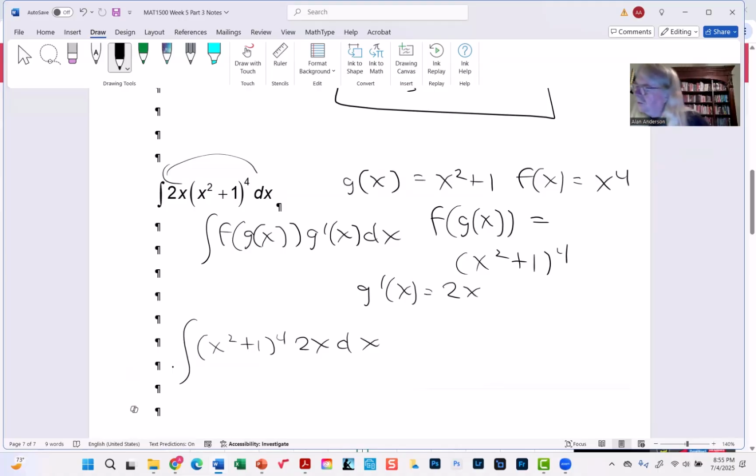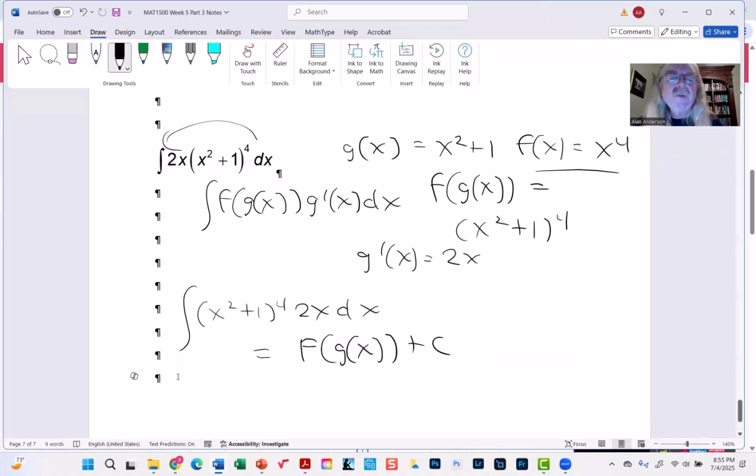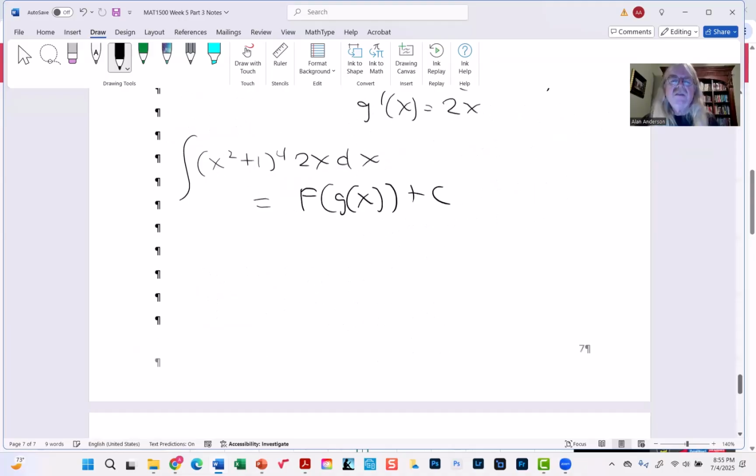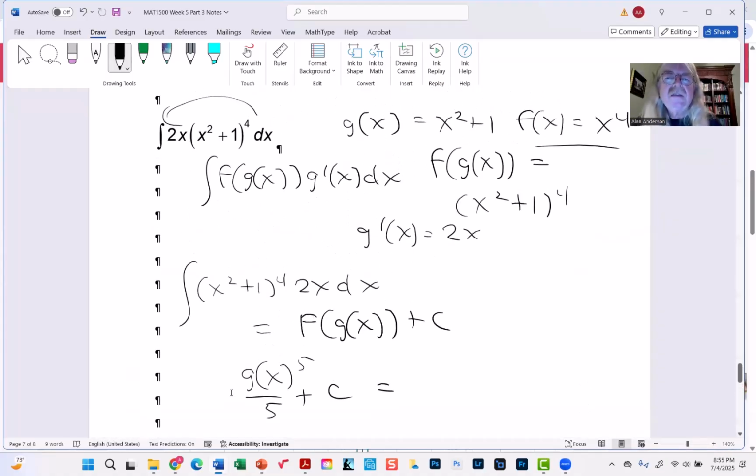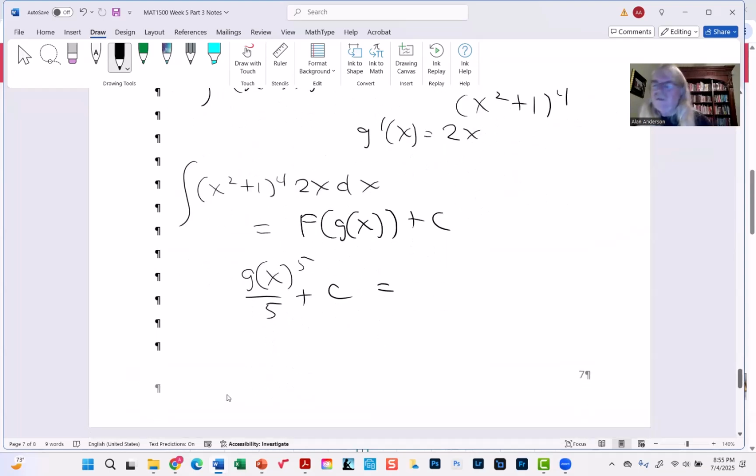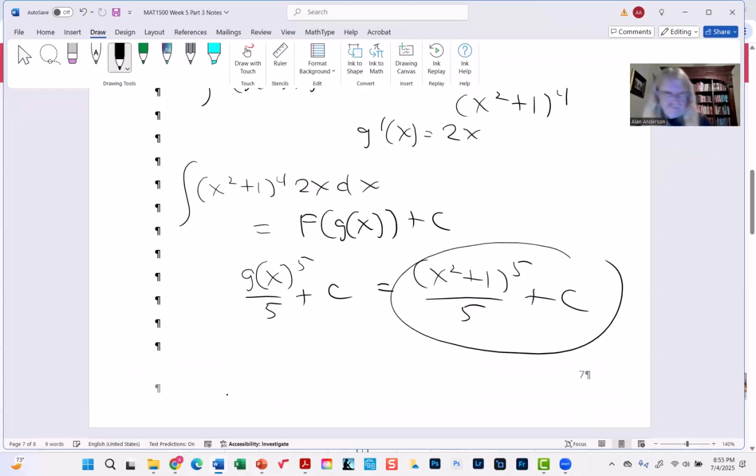So that means that our result will be, so f of x is x to the fourth. So if you apply the power rule there, you'll get x squared plus 1 to the fifth over 5 plus c.